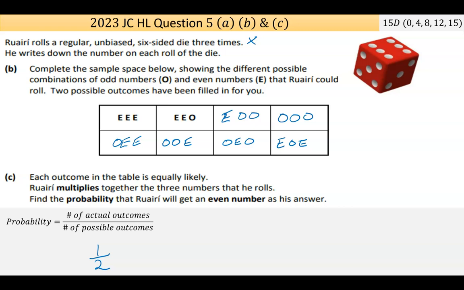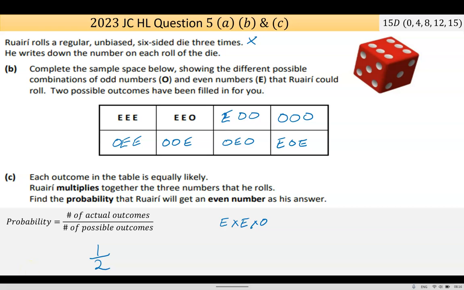So let's take a second to read it again. Rory multiplies together the three numbers that he rolls. So even, odd times even times odd, say, just as an example. Okay. Find the probability that he gets an even number as his answer. Now, I'm going to do this really directly without trying to mark too much on the paper, but you could probably write it down here at the bottom of your page.